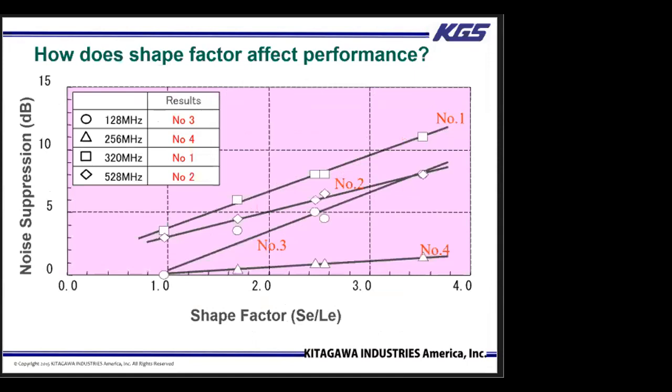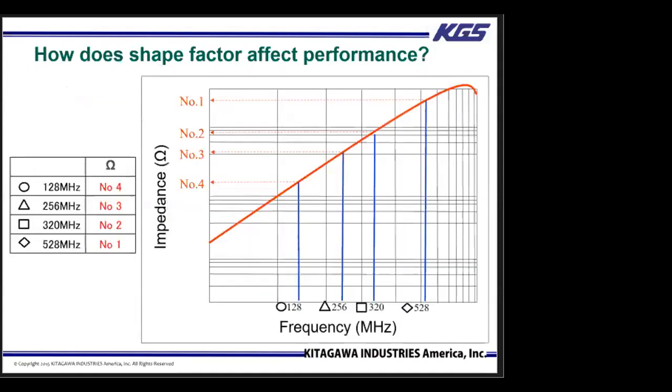Now let's take a closer look at the data on this graph. You may notice that the degree of suppression differs depending on the frequency. The greatest effect was for 320 megahertz, which is the square symbol, and the lowest effect was for 256 megahertz, the triangle symbol. And here is a general impedance graph of a ferrite core.